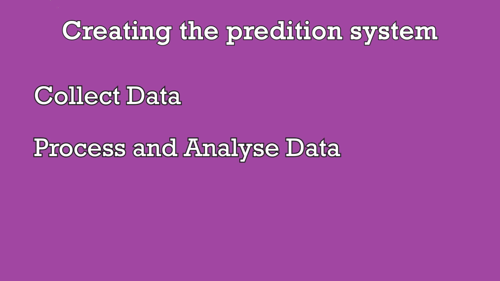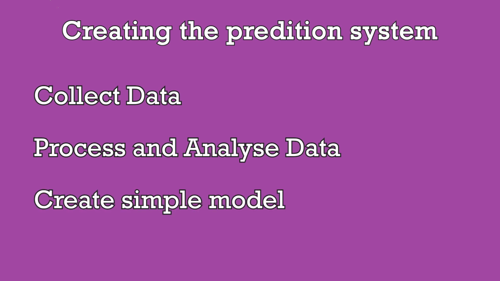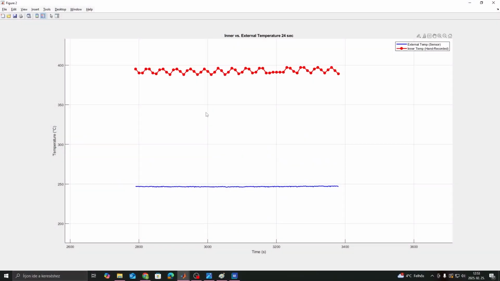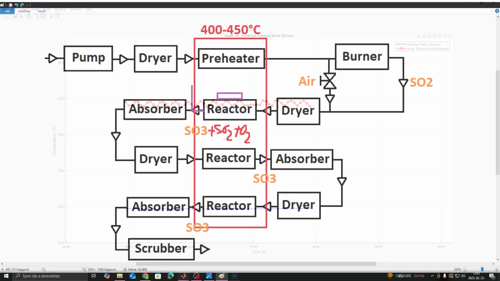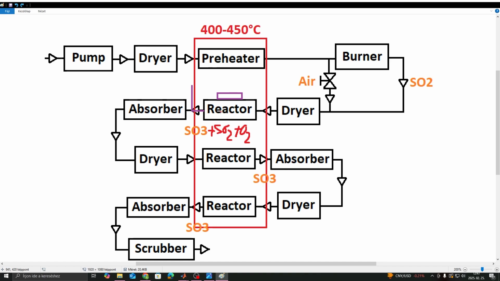Then we need to figure out some method that is simple enough to capture the essence and be able to somewhat precisely measure the inside temp based on the outside temp. And this is not going to be 100% efficient and totally accurate, but it is still going to be better than just having these random outside numbers.